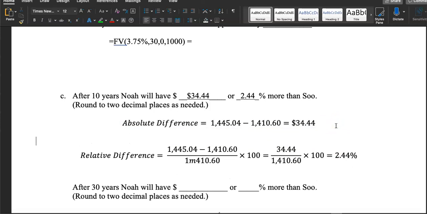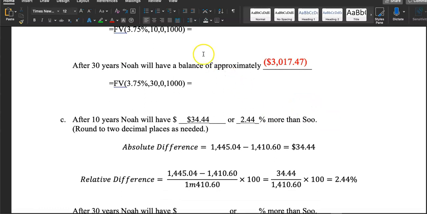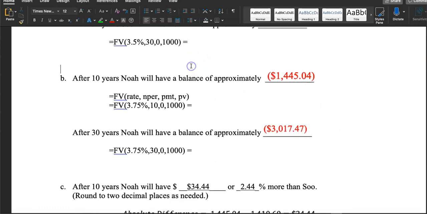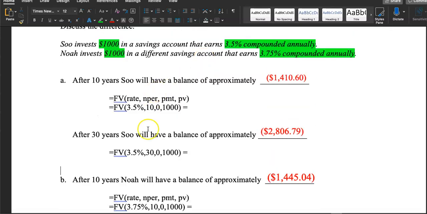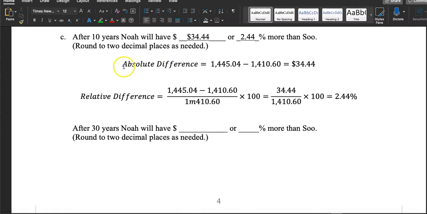All right, now let's do the same exact thing using the balances after 30 years, okay? What do you think? It's going to be more, right? Because after that 10-year period, Noah's money grew more, and well, Sue's money also grew too, but let's go ahead and do the same thing. So let me do the absolute difference first.